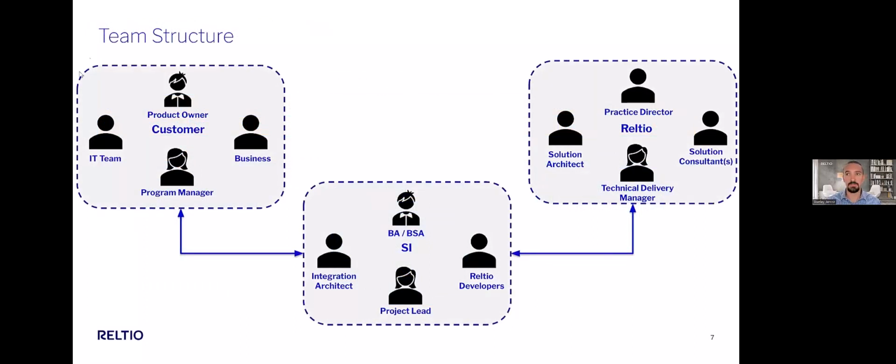On the upper left, this would be our customer side, a broad example here, but common. On the customer side, we want that product owner. Often we're coming in with the IT team, and then of course a program manager that we would be teamed with. And then really to highlight, the business owner and getting proper business involvement is just critical.